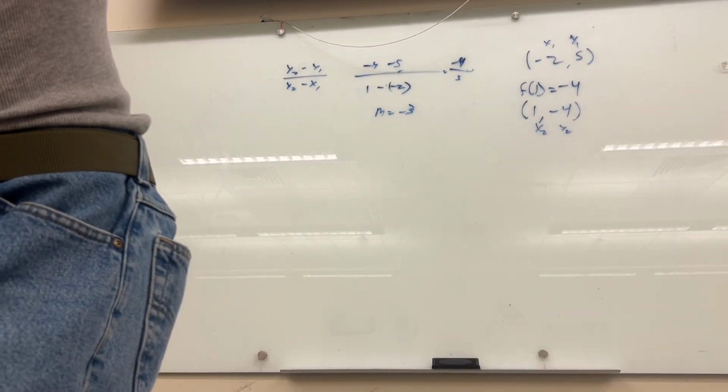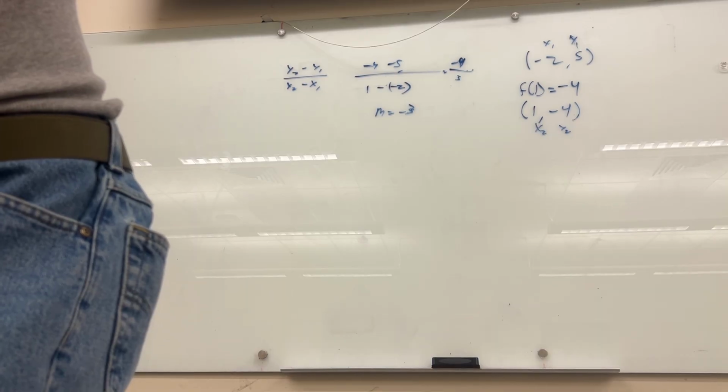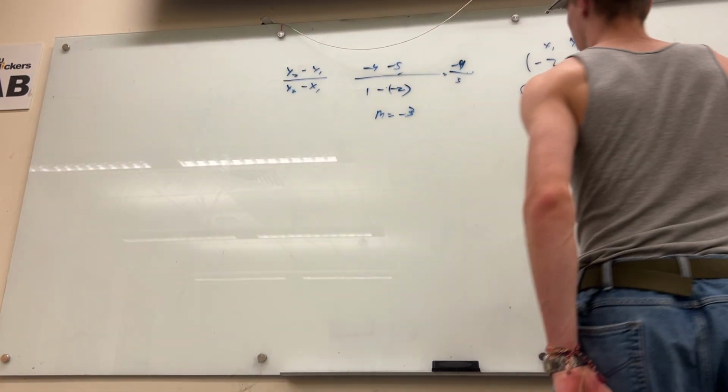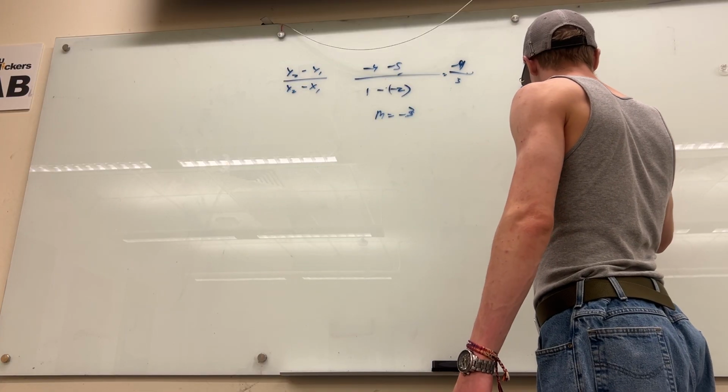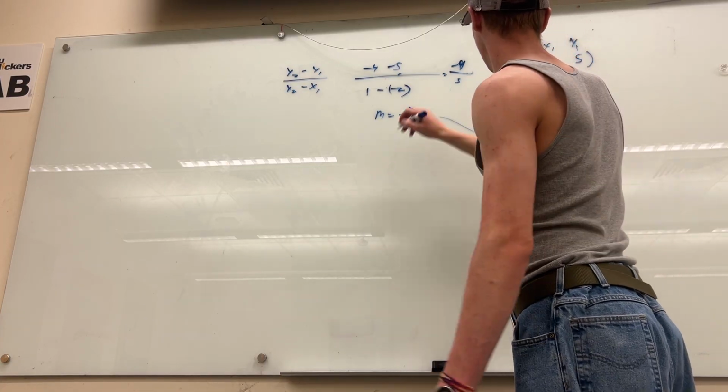Second part. Write an equation to the line perpendicular to the slope and passes through 6, 1.